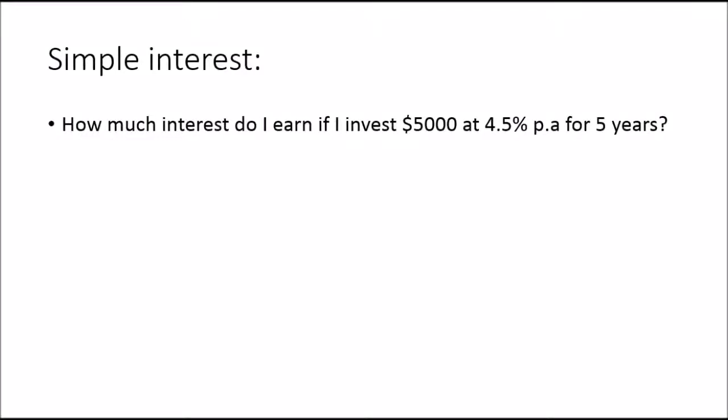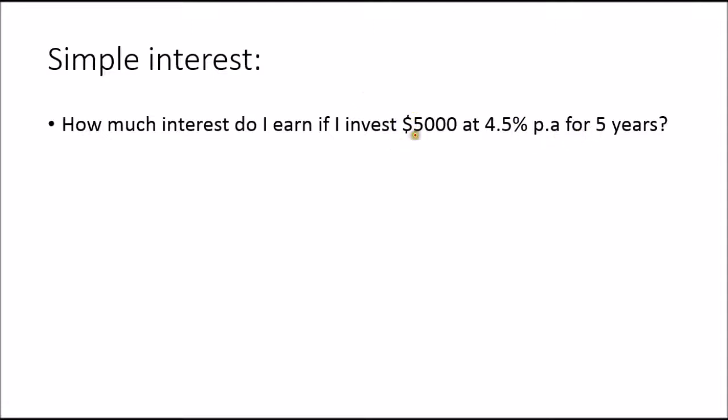I just want to go over a little bit of the stuff about simple interest that I talked about the other day in class. So just a couple of examples here. Firstly, one on simple interest. So the question is, how much do I earn if I invest $5,000 at 4.5% per annum for 5 years?